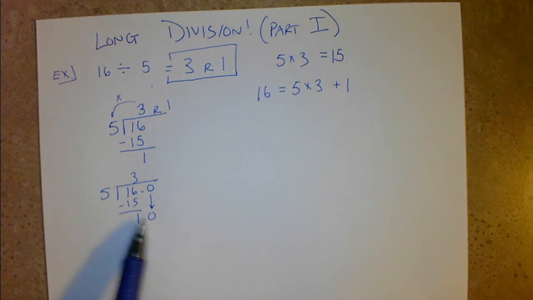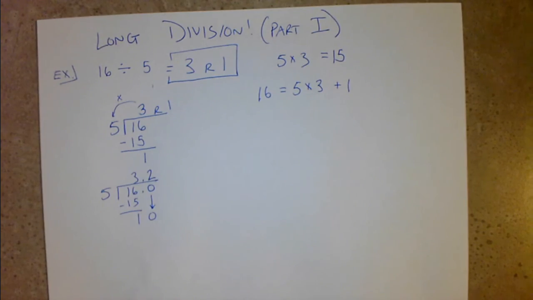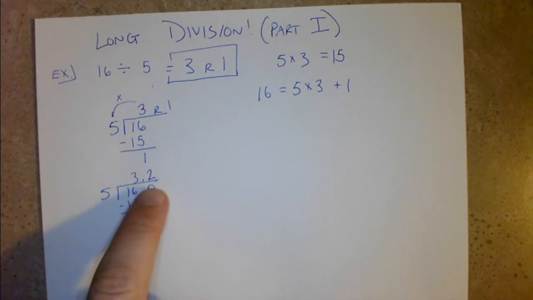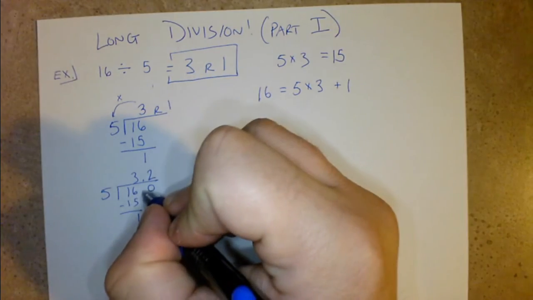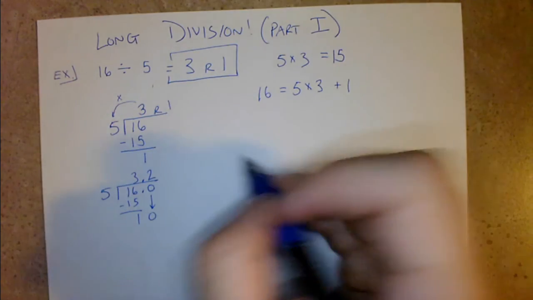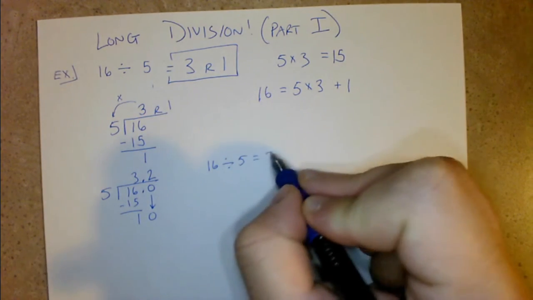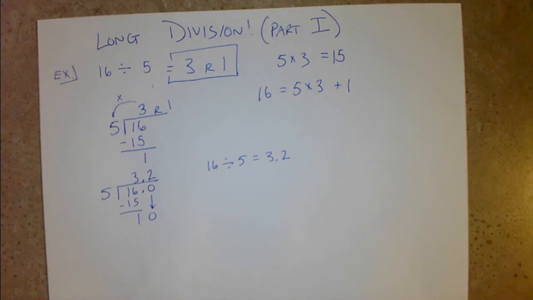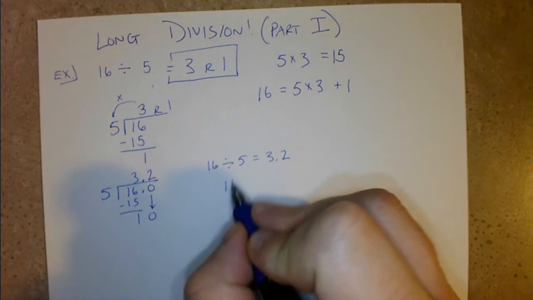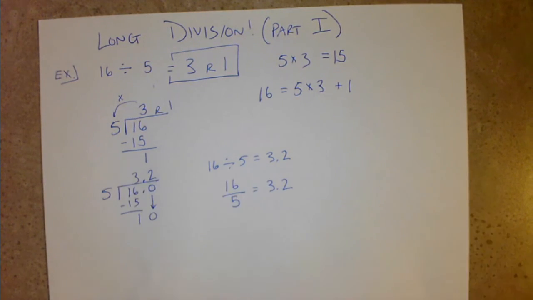How many times does 5 go into 10? I can represent this as a decimal. 5 goes into 10 twice. And now I put this decimal above this decimal point right there. And so I get that 16 divided by 5 is 3.2. Or we could write this as 16 over 5 is 3.2. So there's a few different ways of representing our answer.